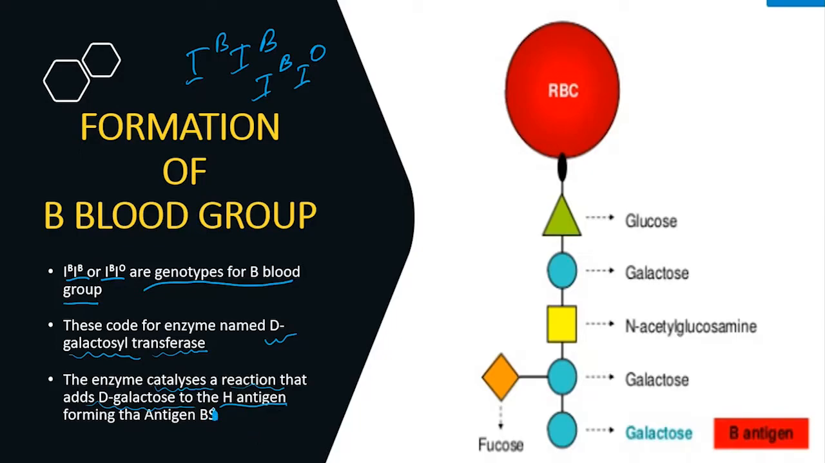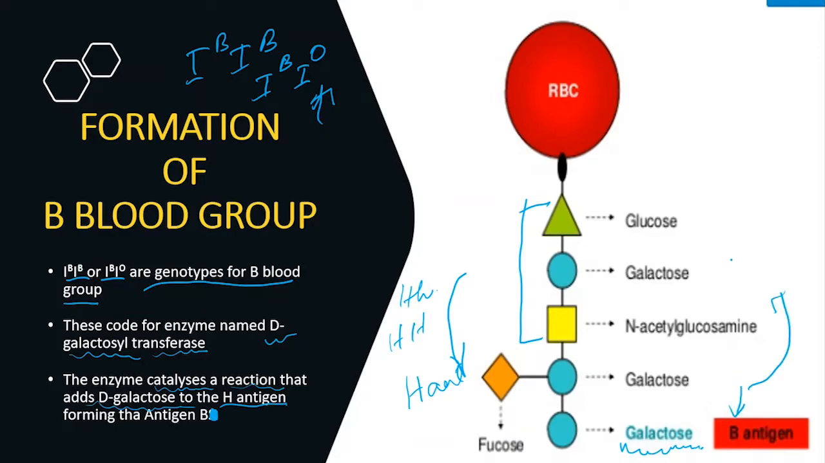So this B antigen is nothing but this precursor molecule to which the L-fucose has been added to give rise to H antigen in the presence of H gene, and because of the enzyme D-galactosyl transferase, because of the presence of B variant of the I gene, this D-galactose is being added to the H antigen base, giving rise to B antigen, which ultimately is being expressed as B blood group of the individual.